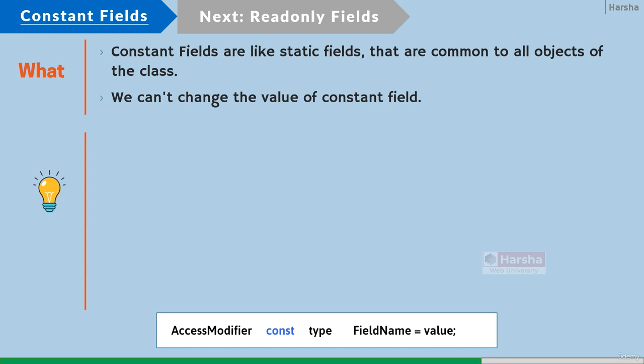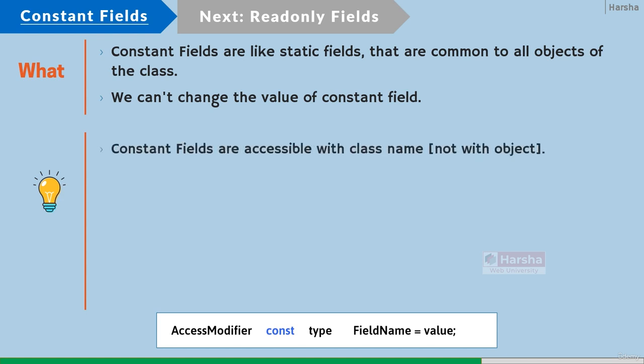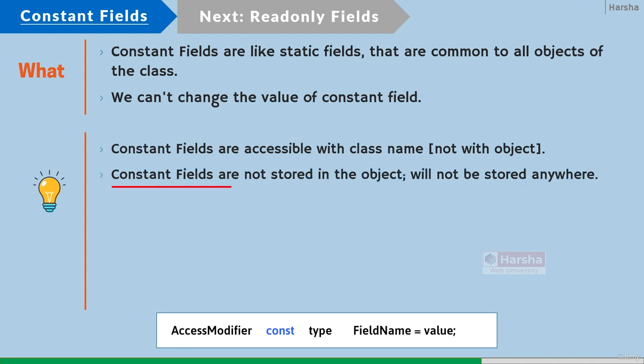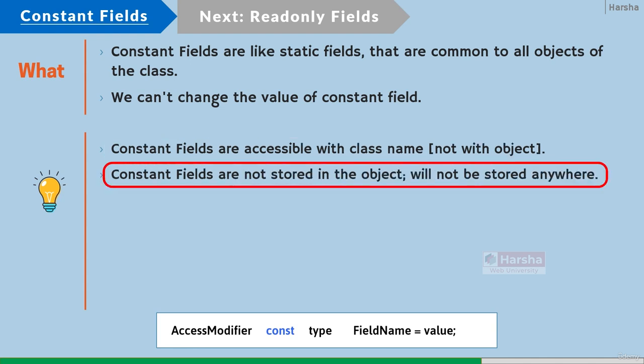Constant fields must be initialized along with the declaration. They cannot be assigned to another value later, because by default, constant fields are fixed values. Constant fields are accessible with the class name, much like static fields. Constant fields will not be stored in any object or even in the class memory.